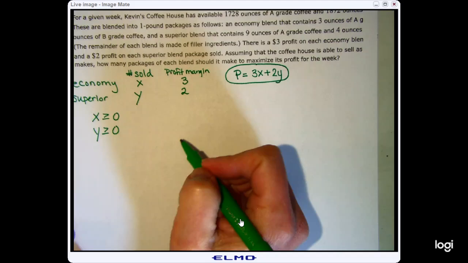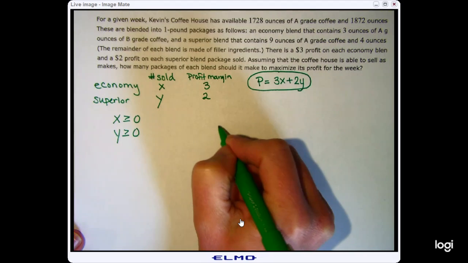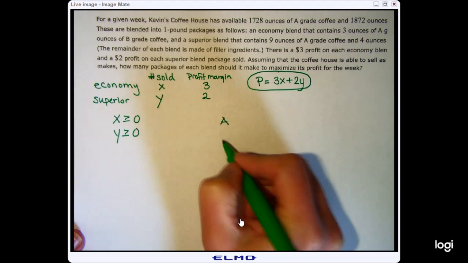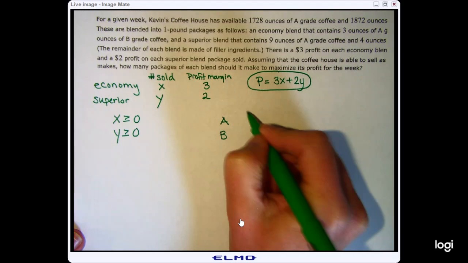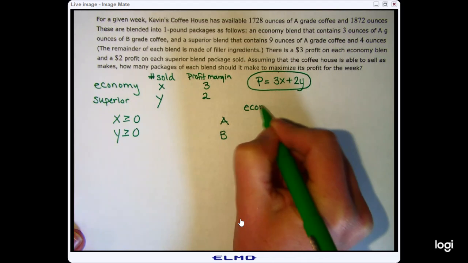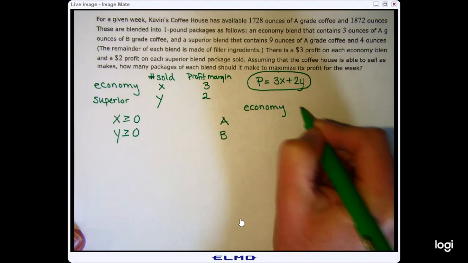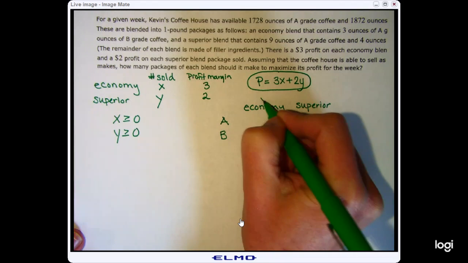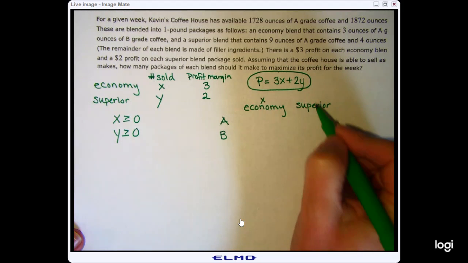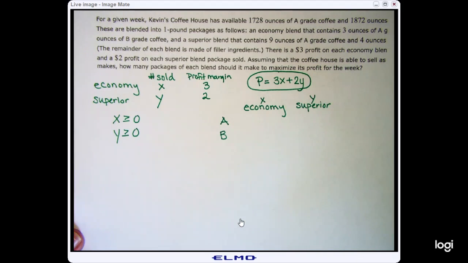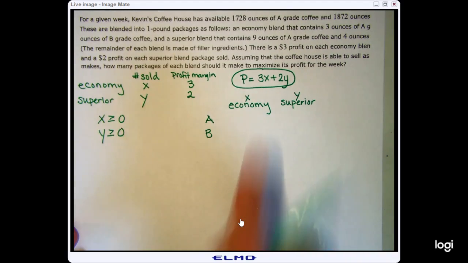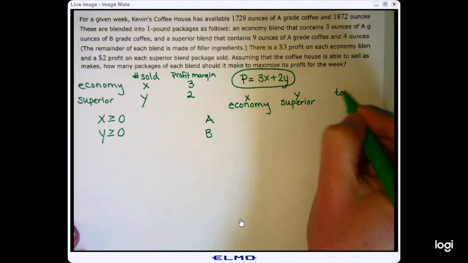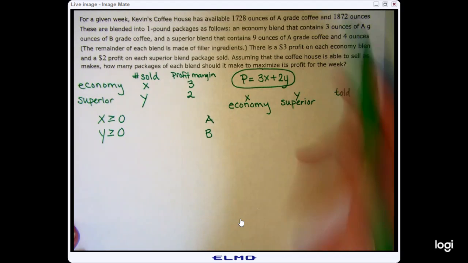I like to do that by kind of creating a little bit of a table. So I've got my A grade coffee, and I have my B grade coffee, and I will be mixing them together to make my economy and my superior blends. Now I want you to remember back that we let economy equal X, and we let superior equal Y. And our A grade, we only have 1728 available. Our B grade, we have 1872 available.